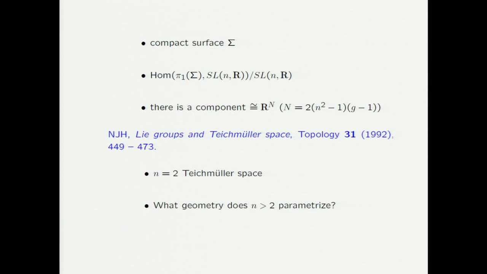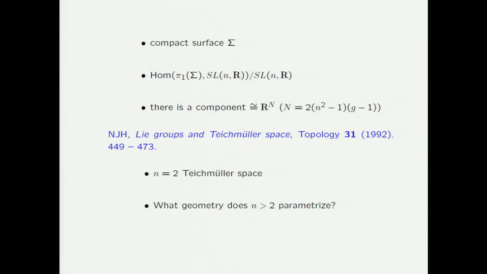So this component consists precisely of the representations into SL(2,R) which correspond to uniformizing the Riemann surface, or equivalently, looking at the hyperbolic metric on that surface. And so the question is, what does the geometry for n greater than 2 parameterize? So these spaces are here. I found them a long time ago by using the technique of Higgs bundles. But ever since then, or let's say more recently, in the past 10 years, a number of people have looked at these from very different points of view.